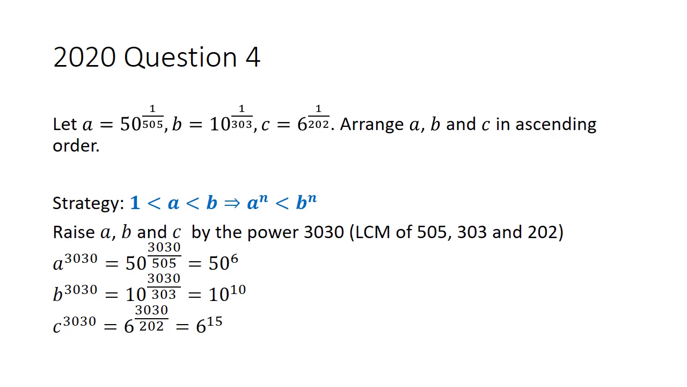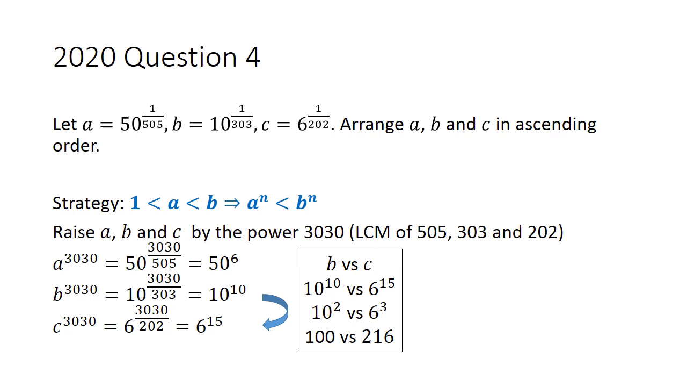So let's start by comparing B against C. They look easy. So I have 10 to the power of 10 versus 6 to the power of 15. So I can take a fifth root on both sides. That will give me 10 squared versus 6 cubed. 10 squared is 100. 6 cubed is 216. So between B and C, C is larger. So I can write down B is smaller than C.